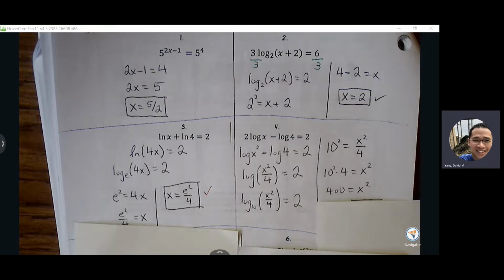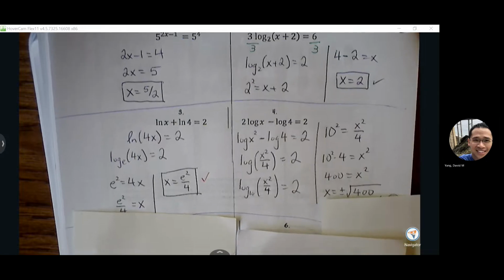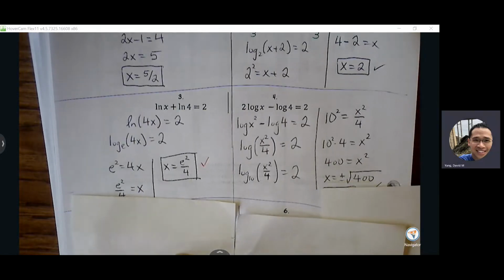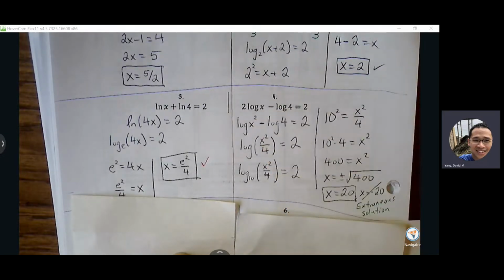Okay, 400 equals x squared. Take the square root, we get plus or minus 20. But can both positive and negative 20 work? Yeah, only positive, right? The negative 20 is going to cause this x to be undefined, or cause log to be log of a negative number. We can't have log of a negative number.